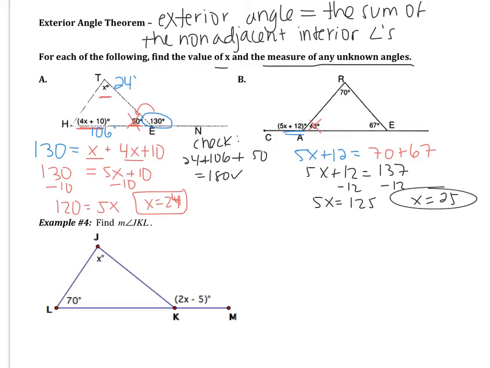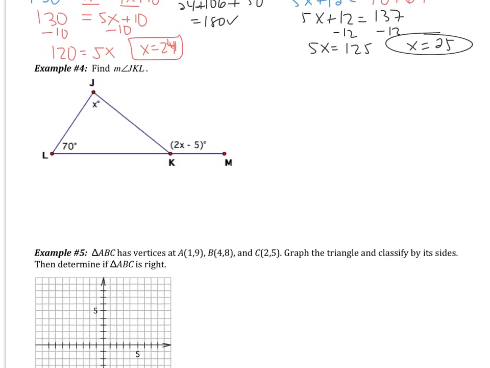Now remember that you're not done yet. You have to substitute that back in right here. So 5 times 25 is 125. I add 12, that gives me 137 degrees. So hopefully that one went well for you. If not, hopefully you were able to identify the mistake that you made. Let's move on to example number 4.